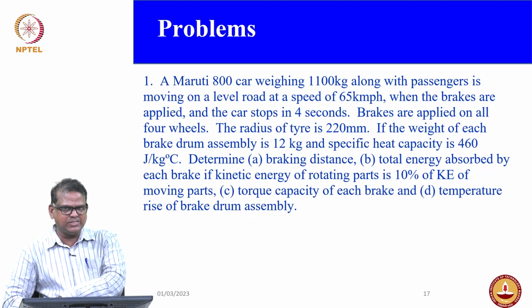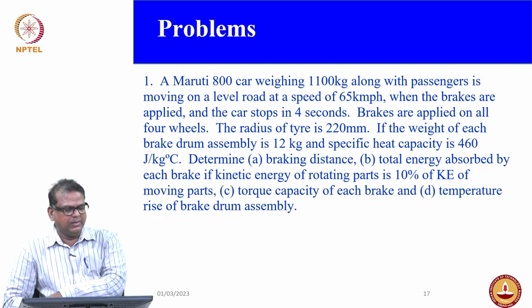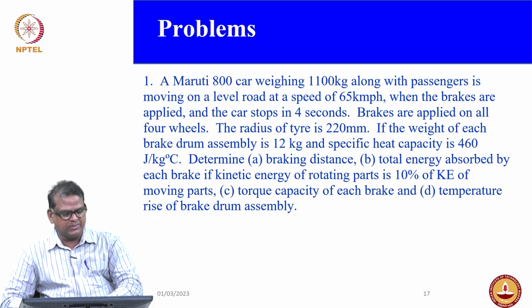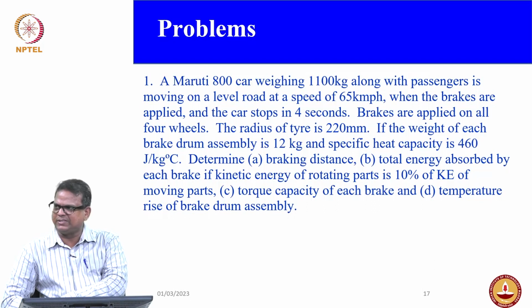If the weight of each brake drum assembly is 12 kg and specific heat capacity is 460 joules per kilogram degree Celsius. A. Determine braking distance. B. Total energy absorbed by each brake if kinetic energy of rotating parts is 10% of kinetic energy of moving parts. And C. Torque capacity of each brake. And D. Temperature rise of brake drum assembly. This is a normal physics based problem.